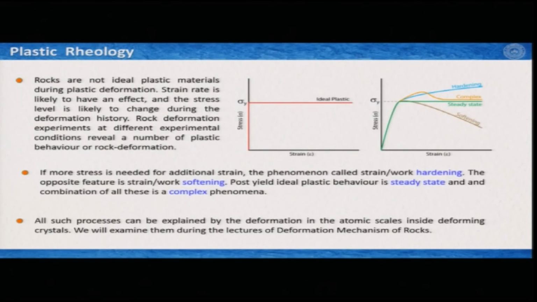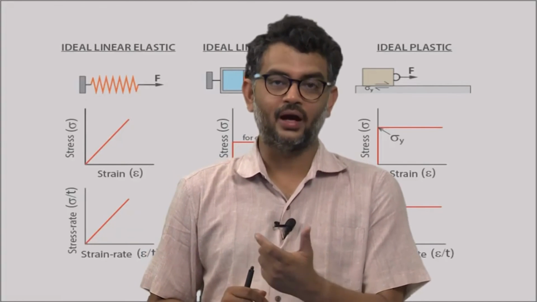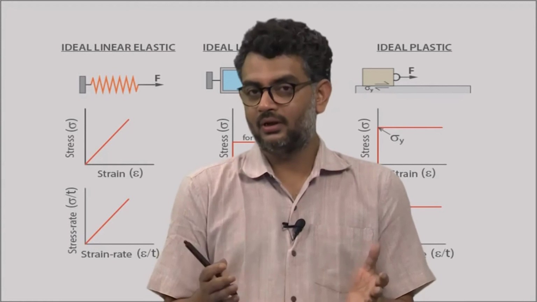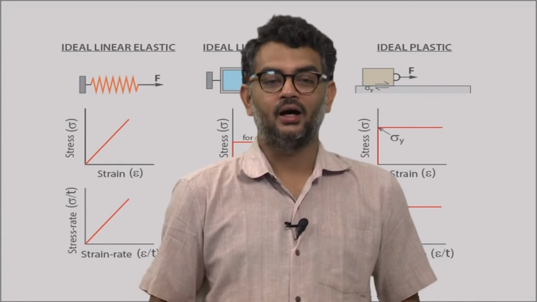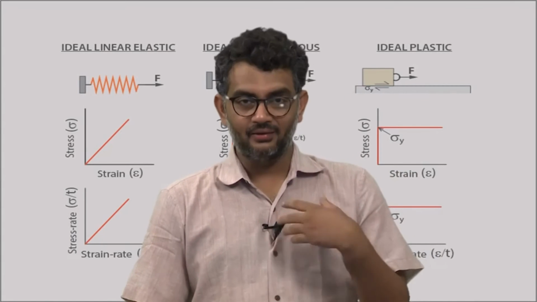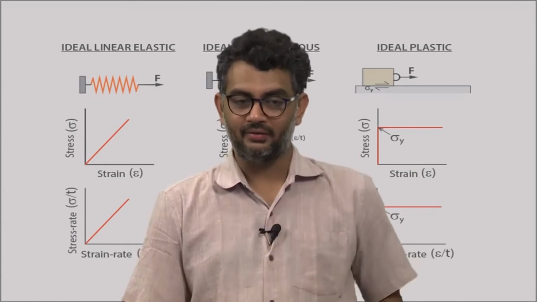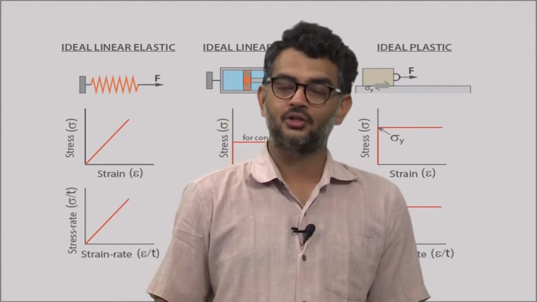So, we know that whatever we have considered so far, elastic, viscous and plastic, we always use the prefix ideal before them, and ideal means it is very difficult to find. So, like in all other materials, rocks also are not ideal plastic materials during plastic deformation. So, strain rate and others would have an effect, and the stress level is likely to change during the deformation history.